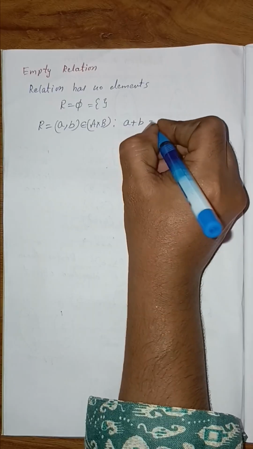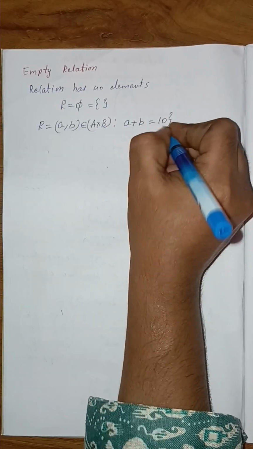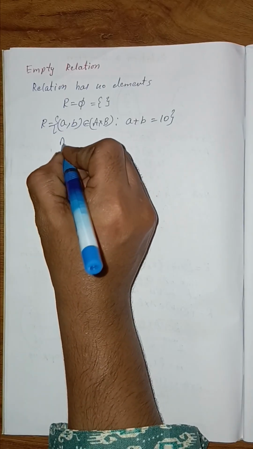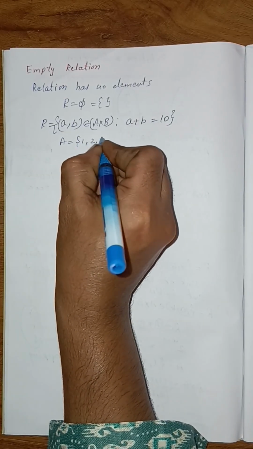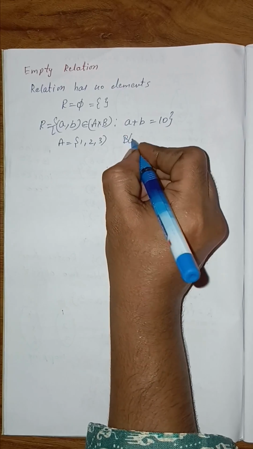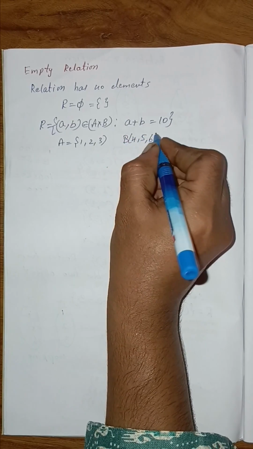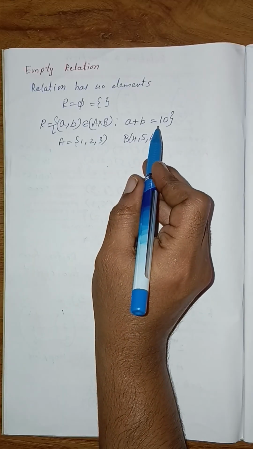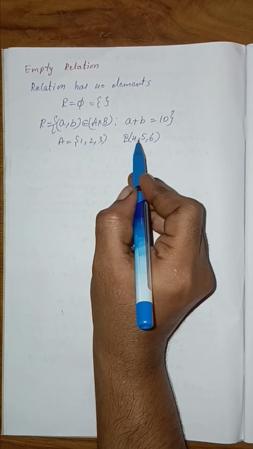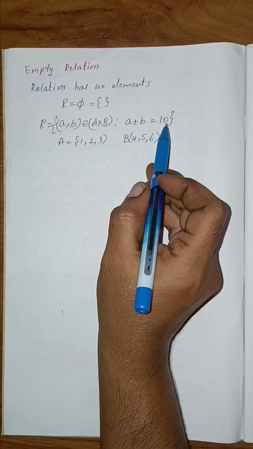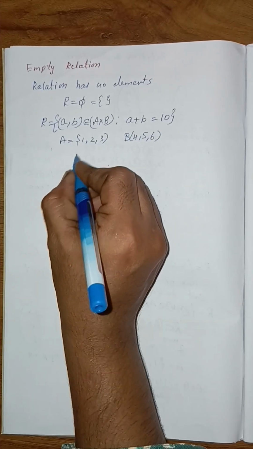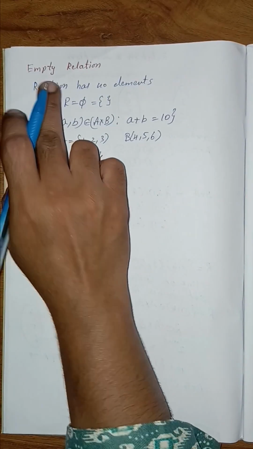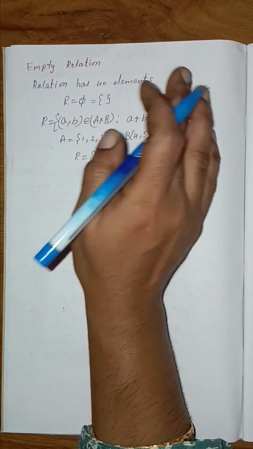such that A plus B is equal to 10. Obviously, A is 1, 2 and 3 and B is 4, 5 and 6. So if you add 3 plus 6 you get 9, but you do not get 10. If you add any elements you will not get 10. So R is nothing but null. You do not have any ordered pair. So that relation we call the empty set.